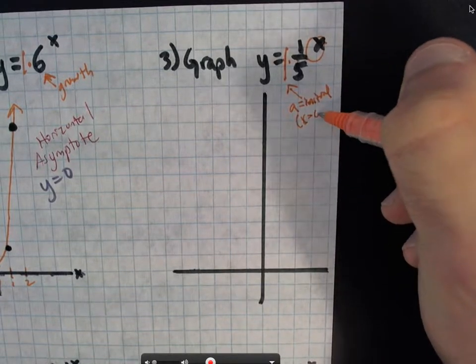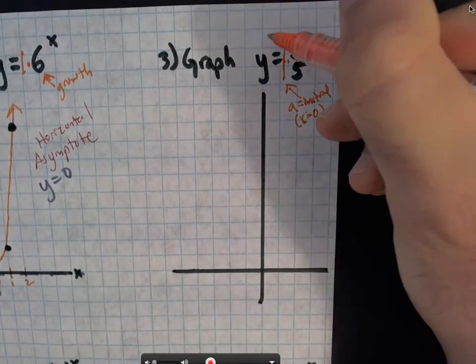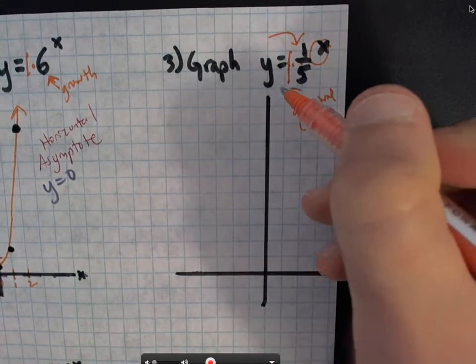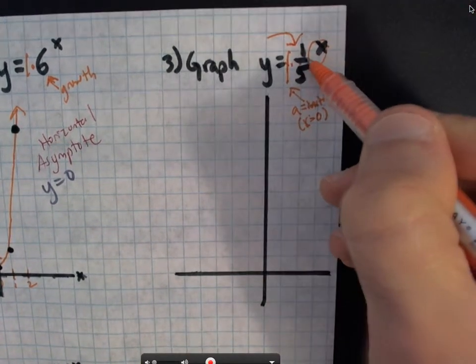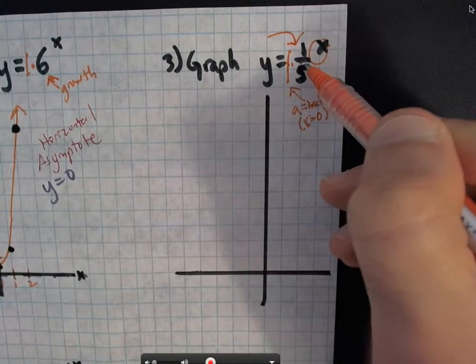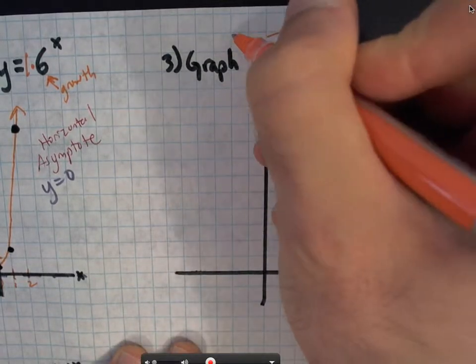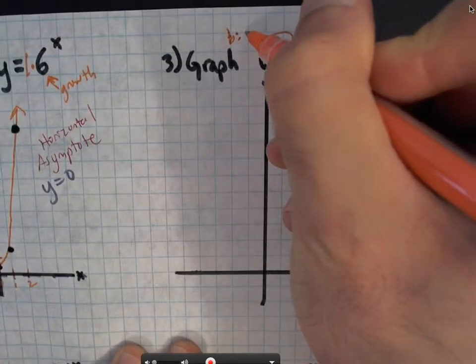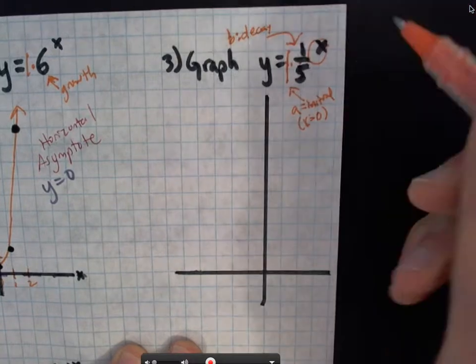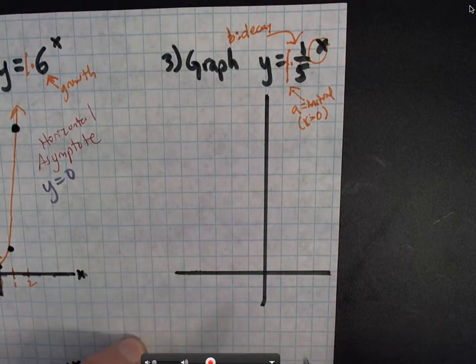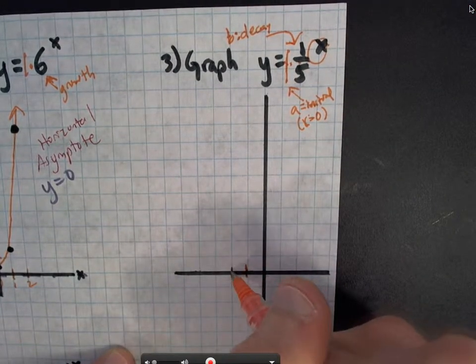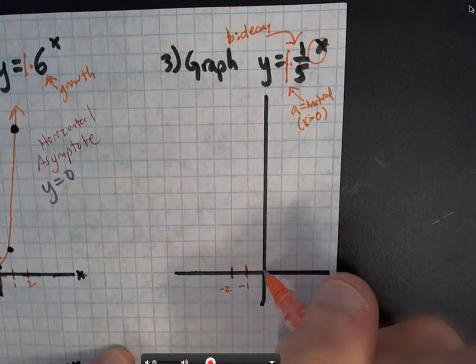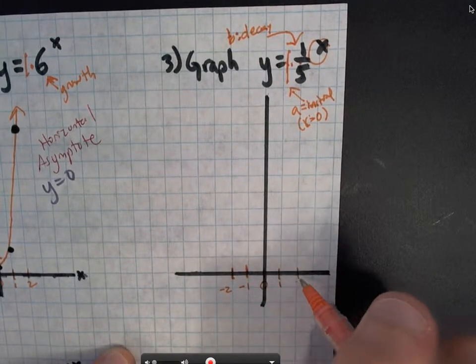So when x equals 0, our y is going to equal 1. And this time, b is 1/5, which is less than 1 and greater than 0. So this time, instead of exponential growth, we're going to have exponential decay. B indicates we're going to have exponential decay. So we'll see what the difference is there. Let's label the same thing: -2, -1, 0, 1, and 2.